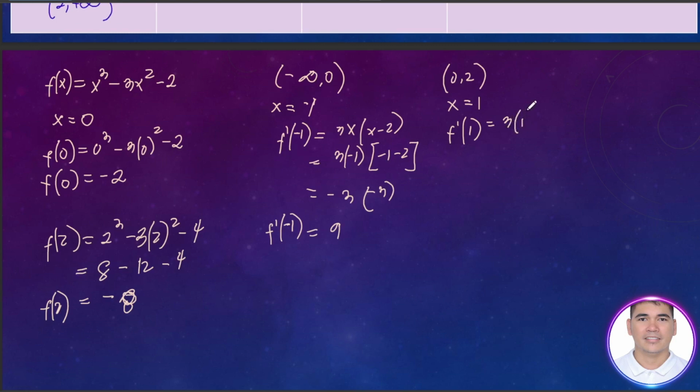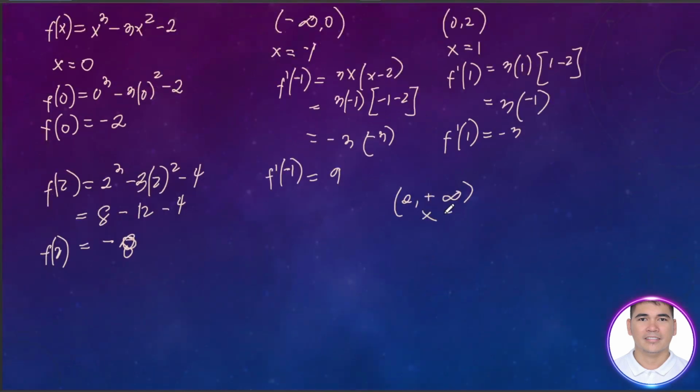So I have 3 times 1, then x 1 minus 2. So we have 3 times negative 1. The answer is negative 3. And the last, we have 2 and positive infinity.